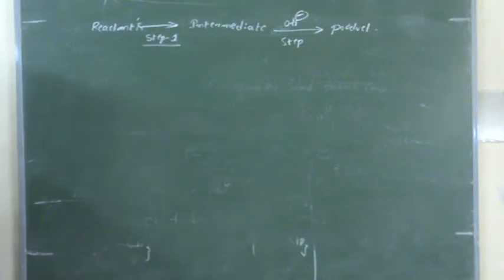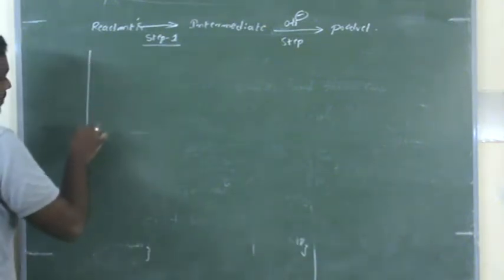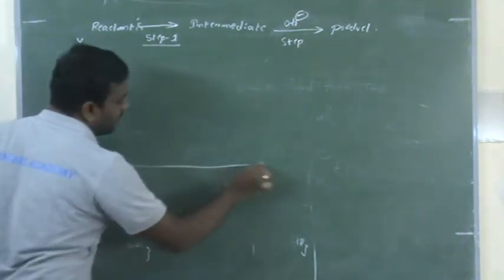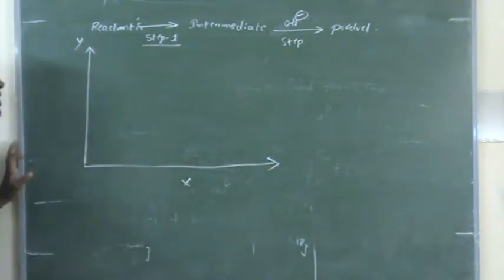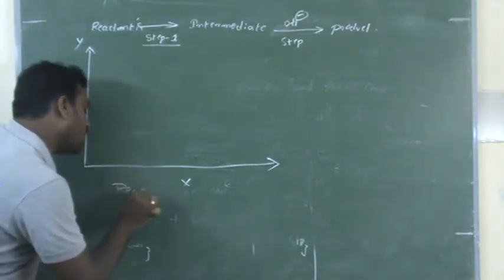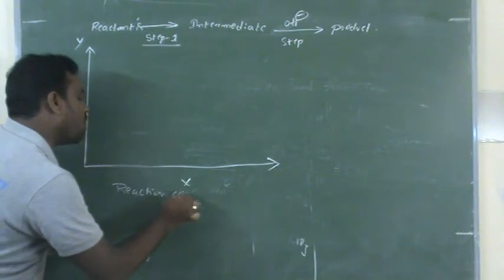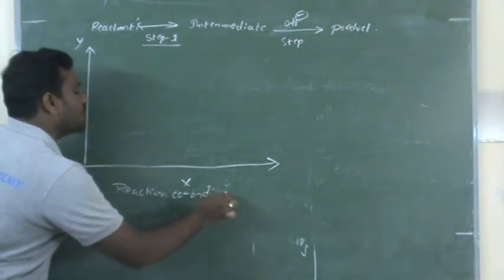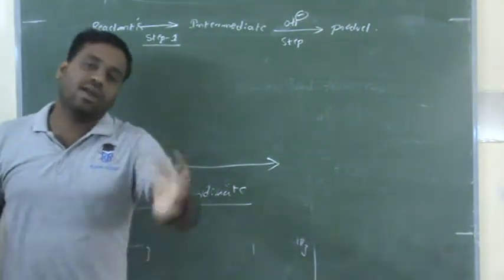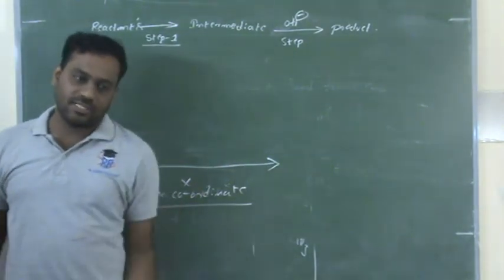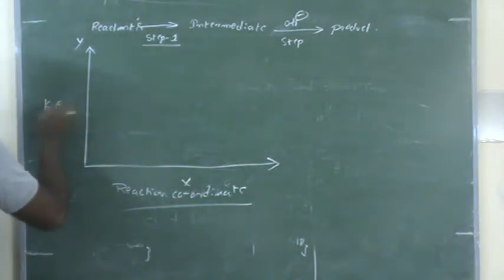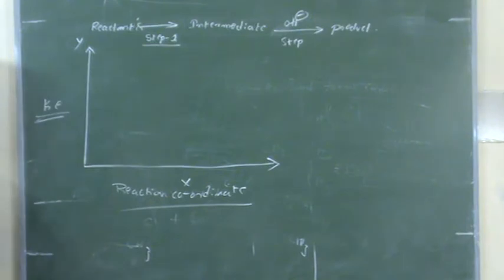So always keep in mind, if I take this as the y-axis, and this is the x-axis, guys. Here I am taking the reaction coordinate. What is the meaning of reaction coordinate? Reaction coordinate means how the reaction is going on, where the reactants are, where the product is. That is called the reaction coordinate. This I can call kinetic energy or potential energy.